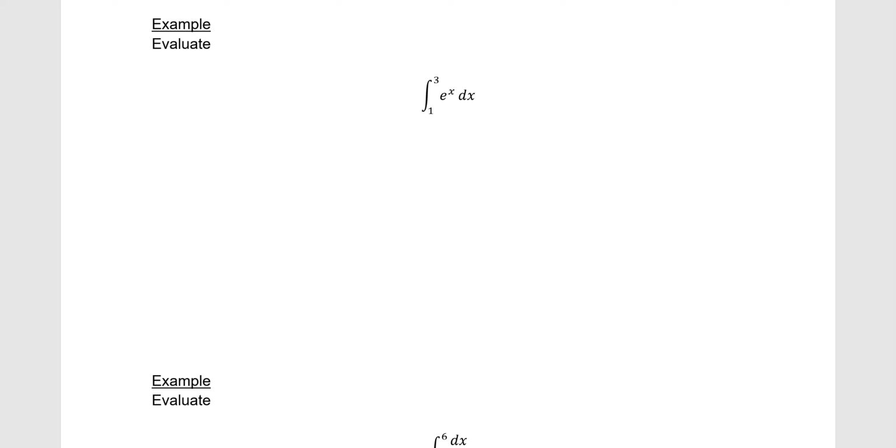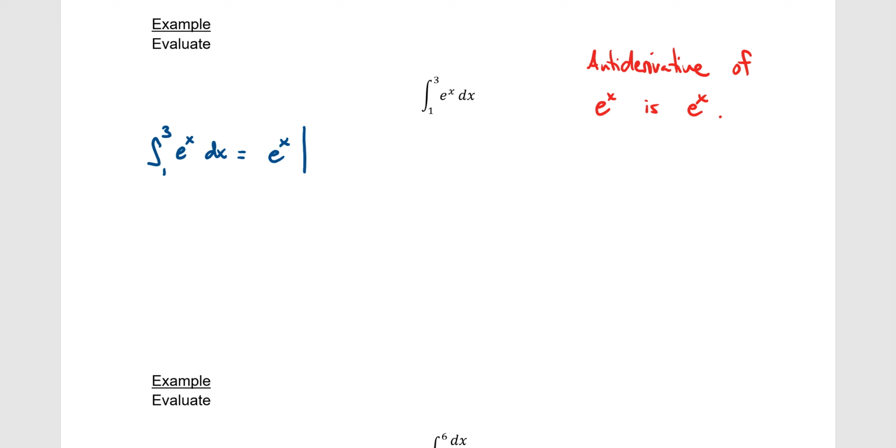Basically, let's have several more examples of this concept. Evaluate the integral from 1 to 3 of e to the x dx. We should know that the antiderivative of e to the x is itself, e to the x, right? Because when you take the derivative of e to the x, you get e to the x. So that means the antiderivative is the same thing. All we have to do here is say this integral is going to equal the antiderivative evaluated from 1 to 3.